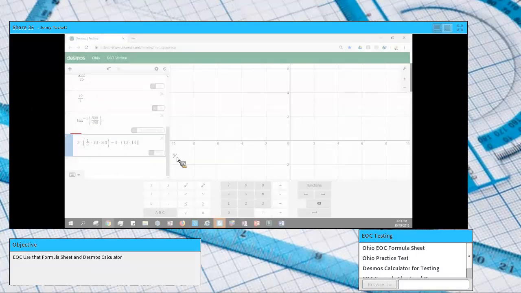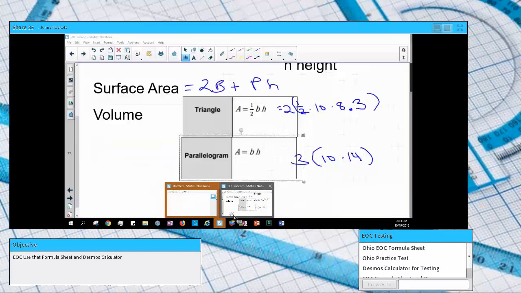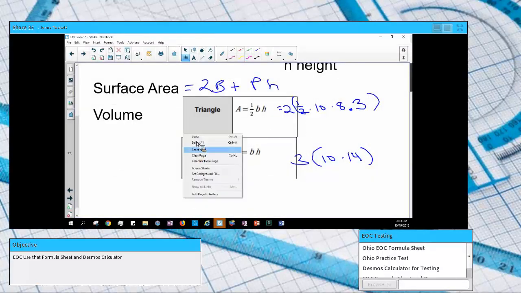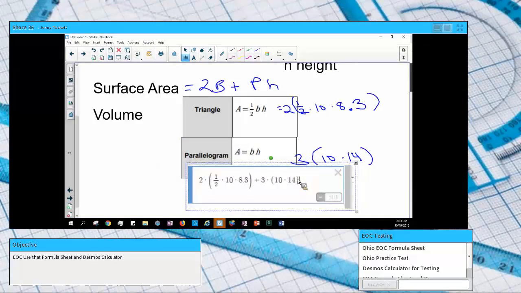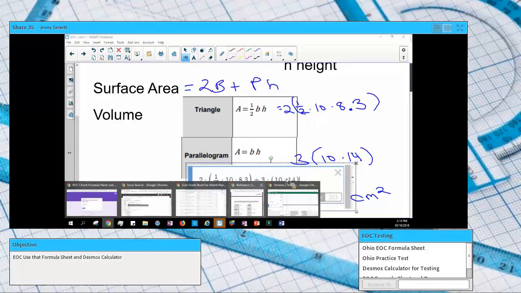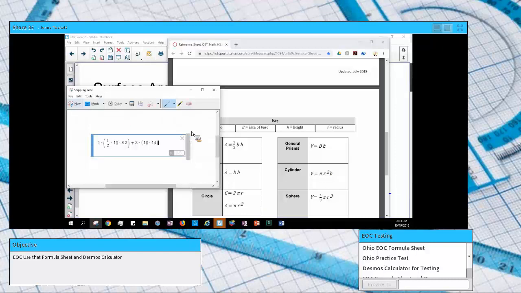So by recognizing the shapes, I can use my formula sheet and do surface area, even if I forget the surface area formula. Just breaking those shapes down one at a time, and that was centimeters squared. The volume of prisms is also here. A general prism, base times height.